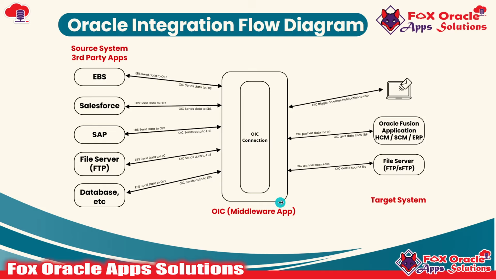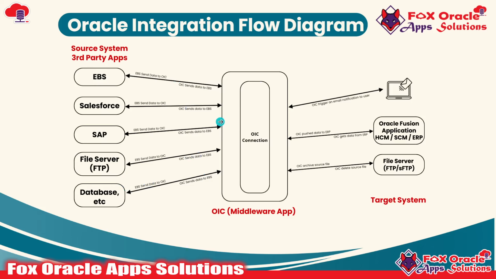Using those components, we'll see how we are going to manipulate the data we receive in OIC. That's why we say OIC is a middleware application, and it can interact with any system. For example, a third-party system like EBS, Salesforce, SAP, a file server, or a database, a third-party database, an ATP database, anything it can be. And it's not about just getting data.